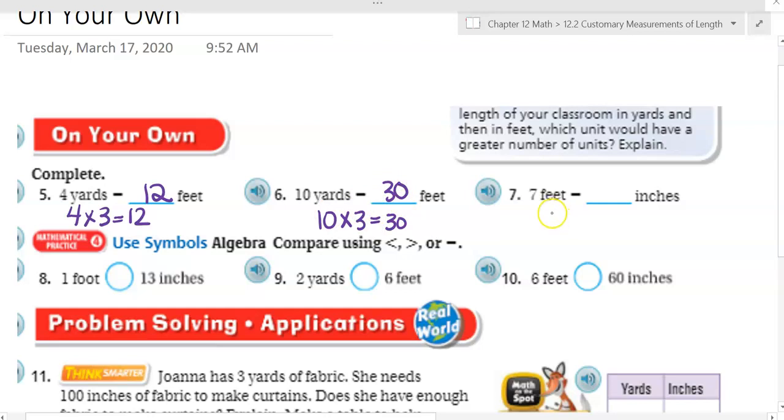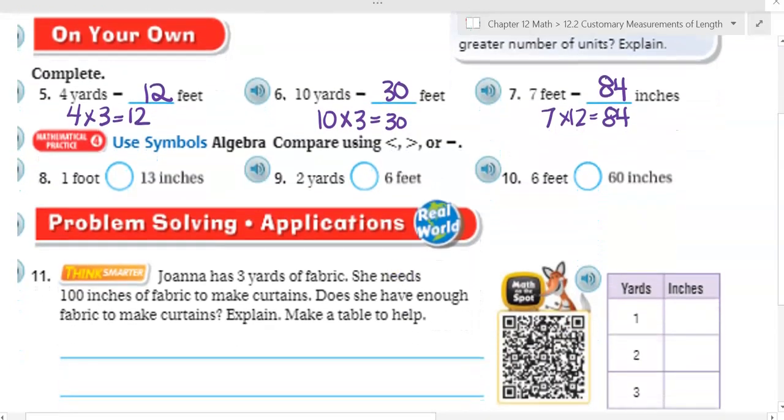And then number 7, there are 7 feet. And I'm going to multiply this one by 12 because I know there are 12 inches in each foot. So 7 times 12 is 84. That's going to be 84 inches in 7 feet. Okay. Now we're going to compare using our symbols, less than, greater than, or equal to. So for number 8, I've got 1 foot is, let's look at it, greater or less than 13 inches.